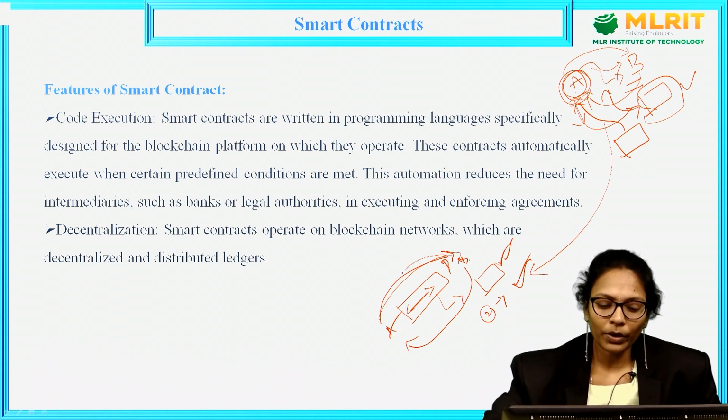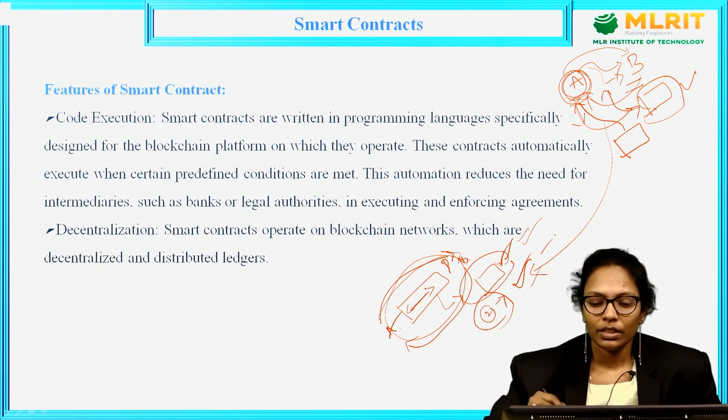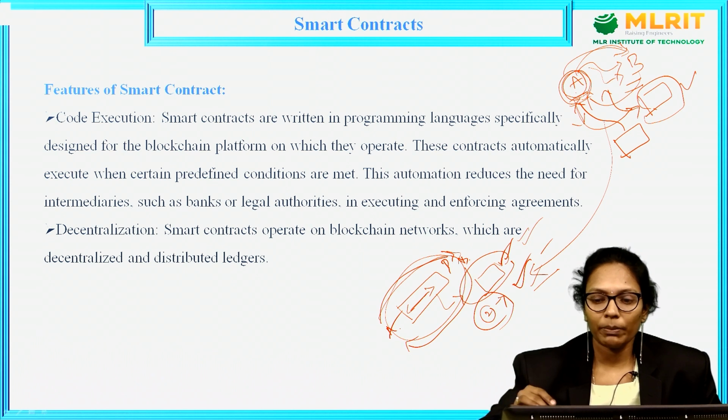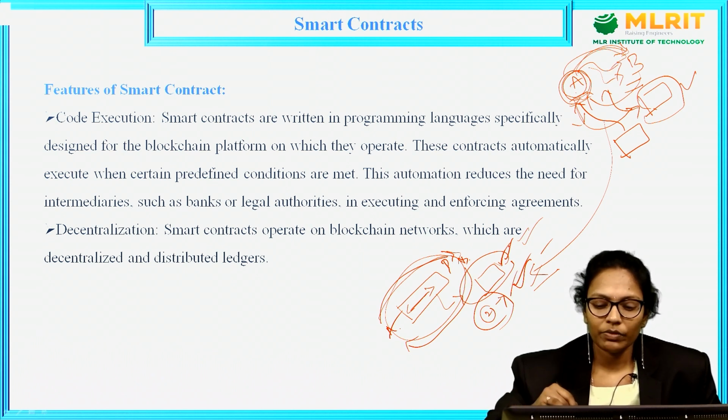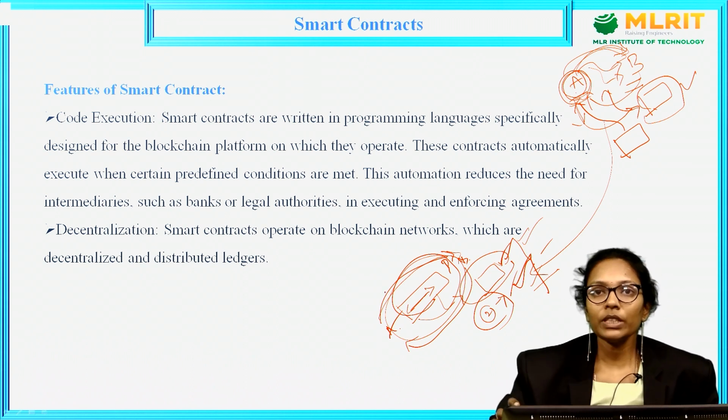The smart contract will be executed whenever these two conditions are true. What are these two conditions? The first condition is that the document should be a valid document. The second condition is that A should have the correct amount, whatever amount B is expecting from A, available with A or not. If these two conditions are true, then automatically the transfer of amount as well as the transfer of documents will be done. So this is the best example for smart contracts.